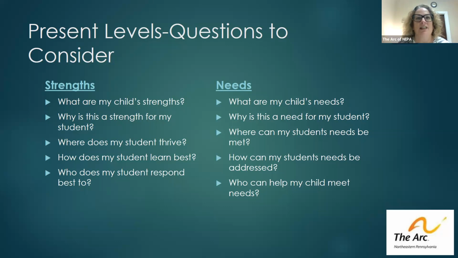So when they list the needs on the IEP and the strengths, you really want to look closely at these areas, because anything that has a need will need to get addressed in the IEP, and any area that has a strength can help solve the need.